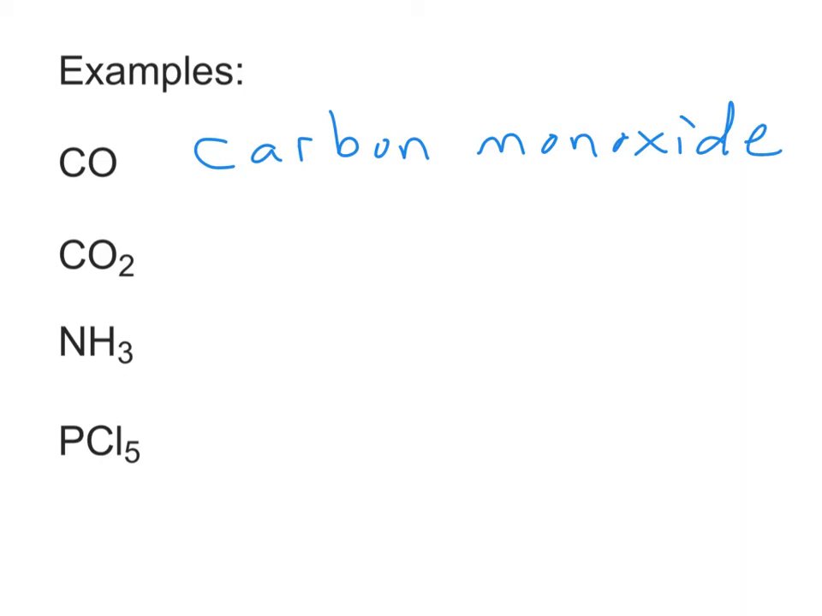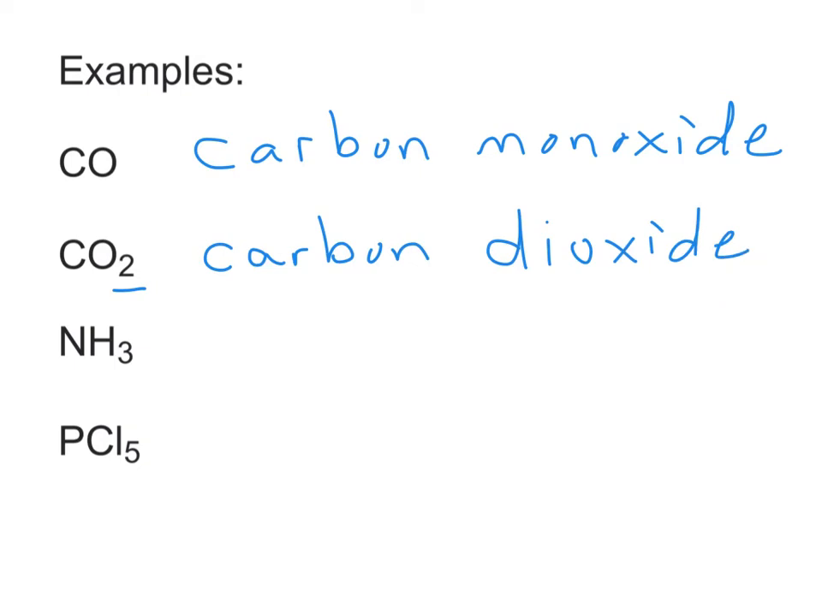Our second example is CO2. Again, here there is one carbon, and since we do not use the prefix mono on the first element, we just name it carbon. Our second element is oxygen, and there are 2 atoms. Our prefix for 2 is di, so this is carbon dioxide.